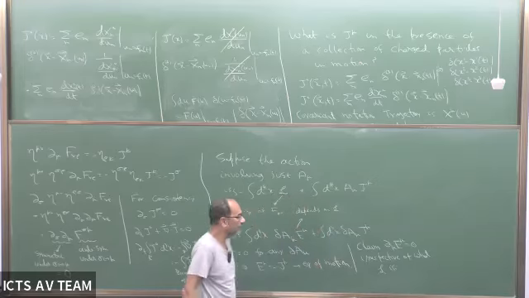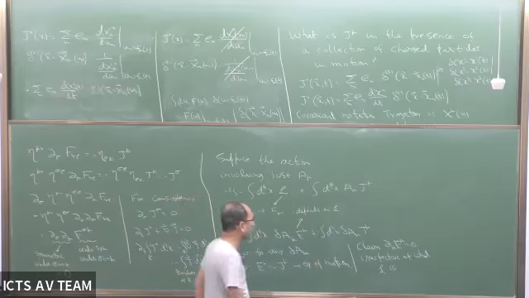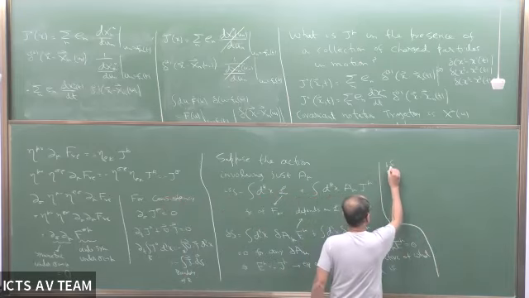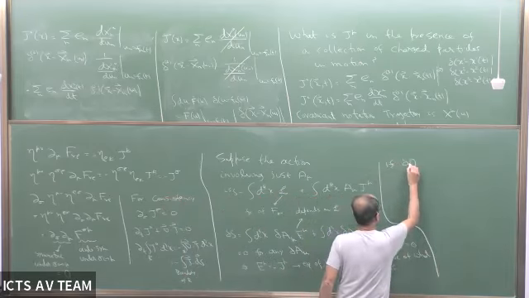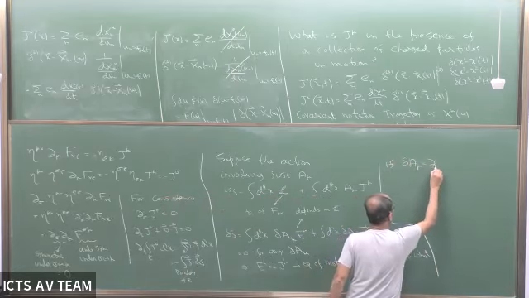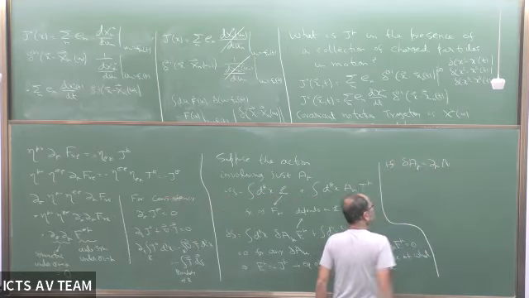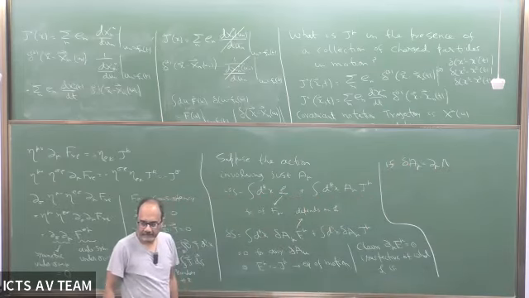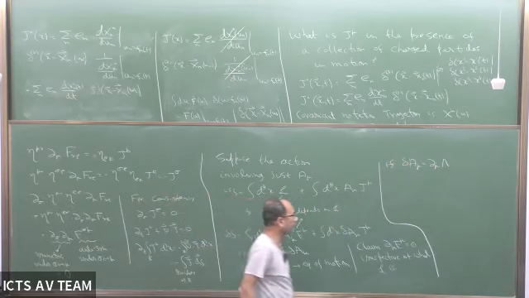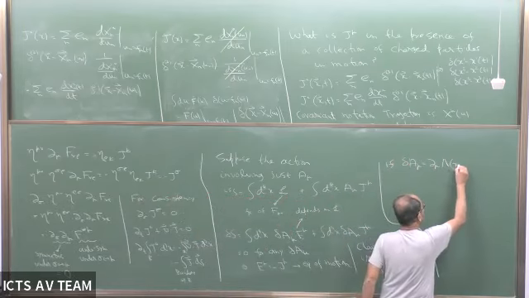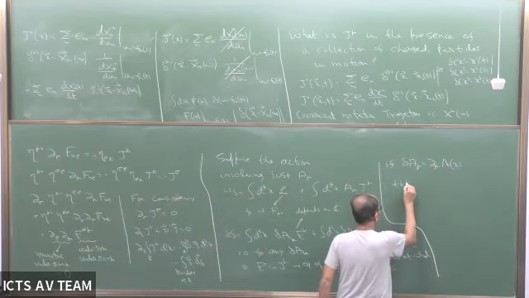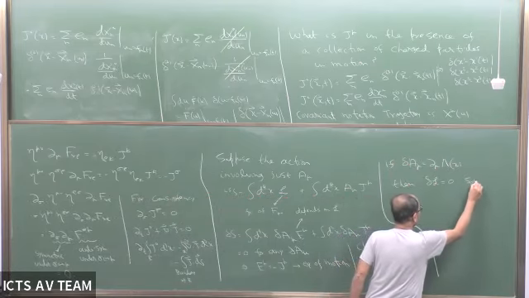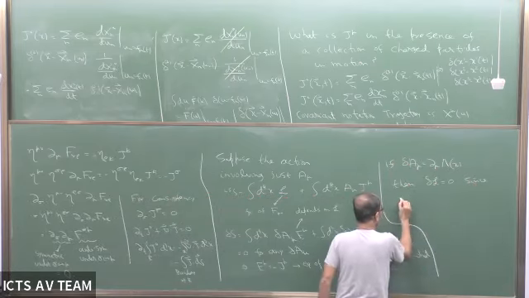The proof relies on the fact that if delta A mu is the derivative of some function lambda, then delta L equals 0, since F mu nu doesn't change.